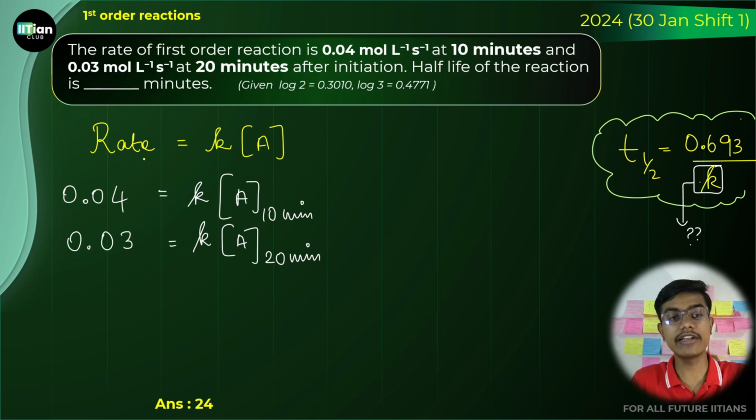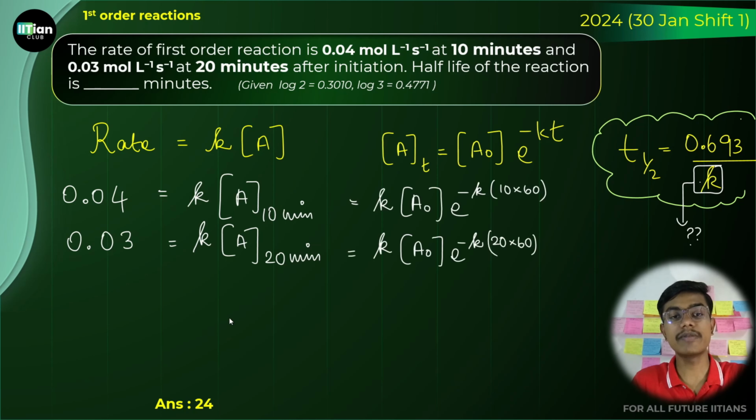0.04 is equal to k into concentration of A at 10. 0.03 is equal to k into concentration of A at time equal to 20. To find the final concentration, we know how concentration varies with respect to time in case of first order. It is given by the expression At is A0 e to the power minus kt. A0 is the initial concentration. We'll be substituting this over there.